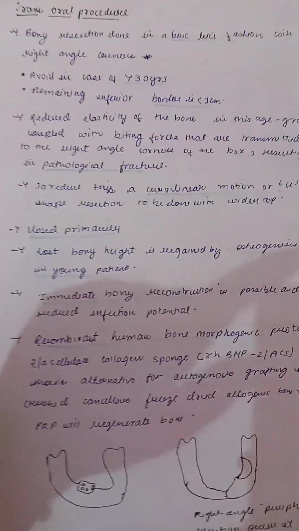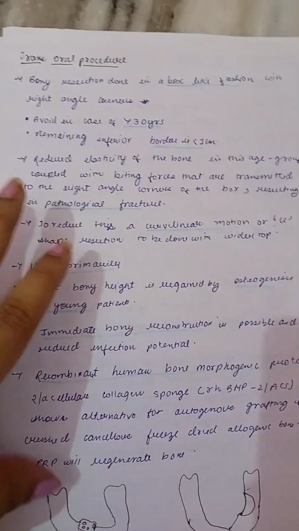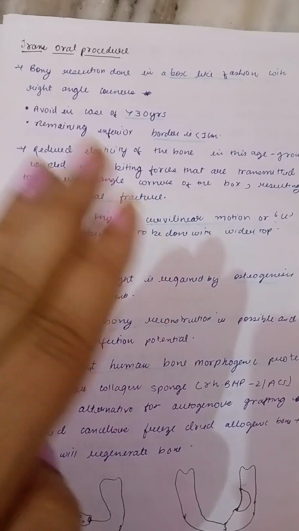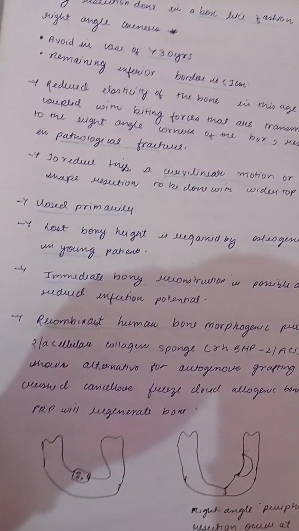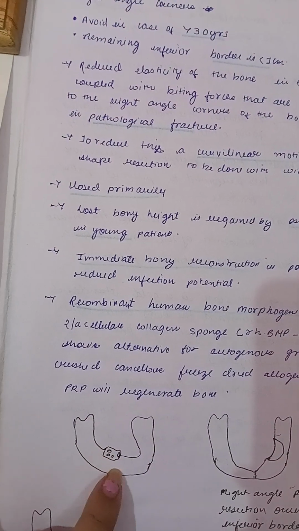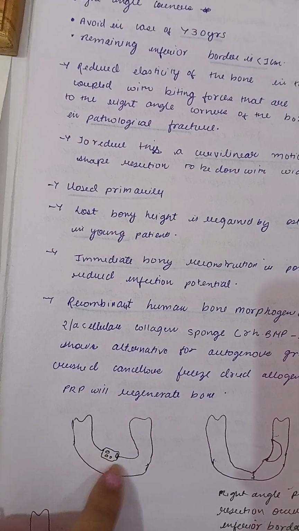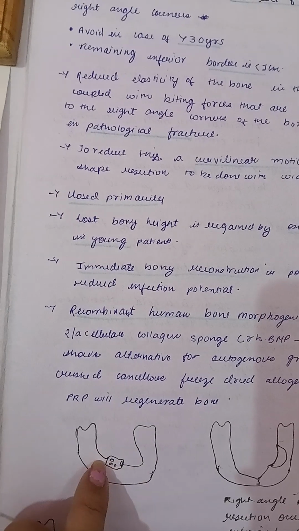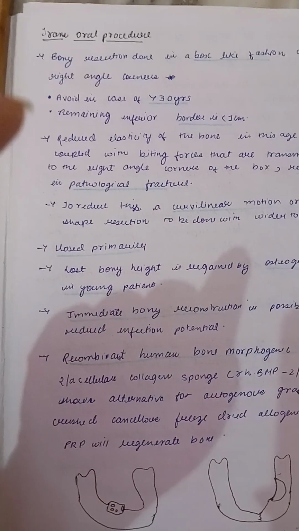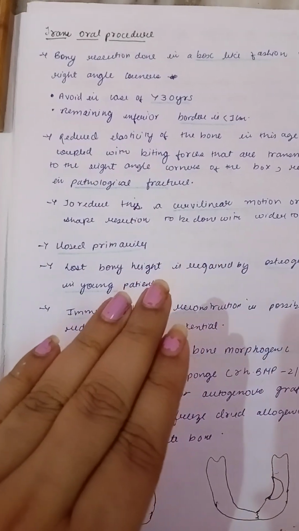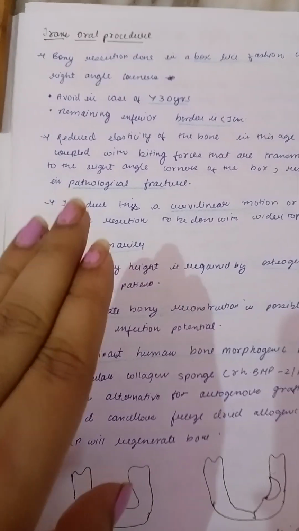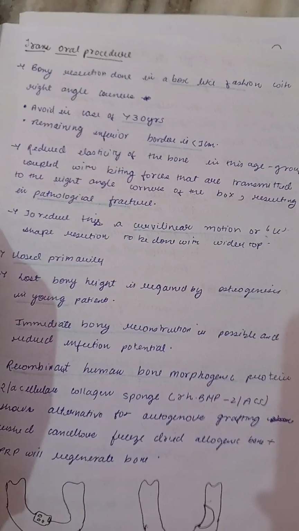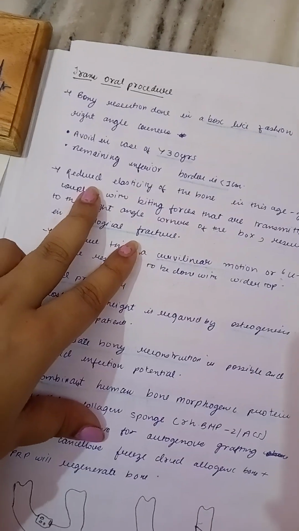Okay, we are using a transoral approach. So bony resection is done in a box-like fashion with right angle corners. It should be in a box-like fashion. Avoid it in case of patients more than 30 years old, and if the remaining inferior border is less than 1 centimeter, we should avoid that. Okay, box-like fashion. Now why?